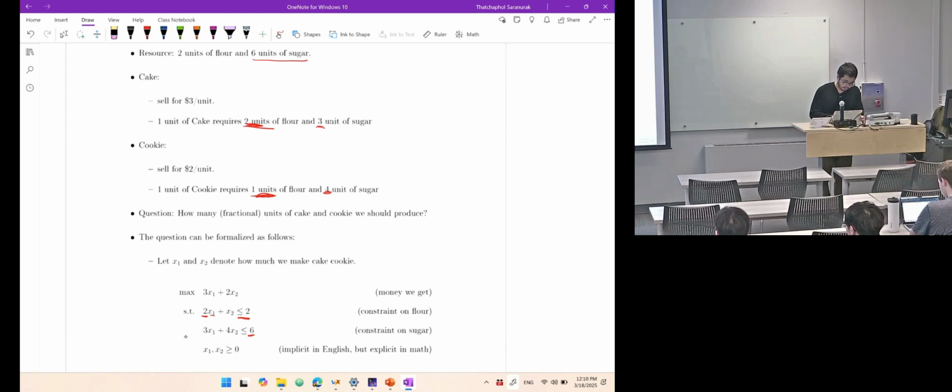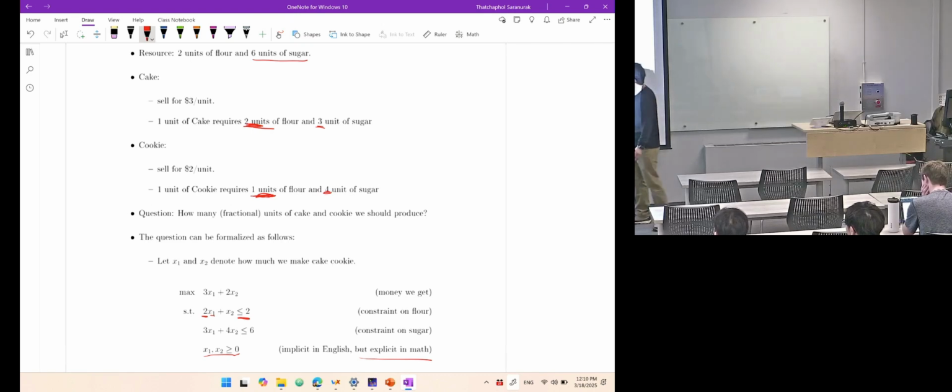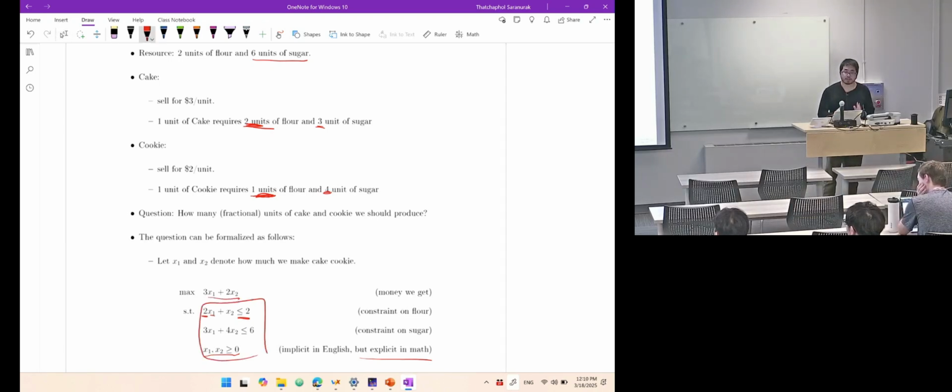Also, by the way, we didn't say this in English, but you need to put it in math. That is, you can only make a positive amount of cookies or a positive amount of cake. Do you agree that this expression now captures the question that we want to solve? So this is basically one instance of a linear program. Write down the objective and write down a bunch of constraints.